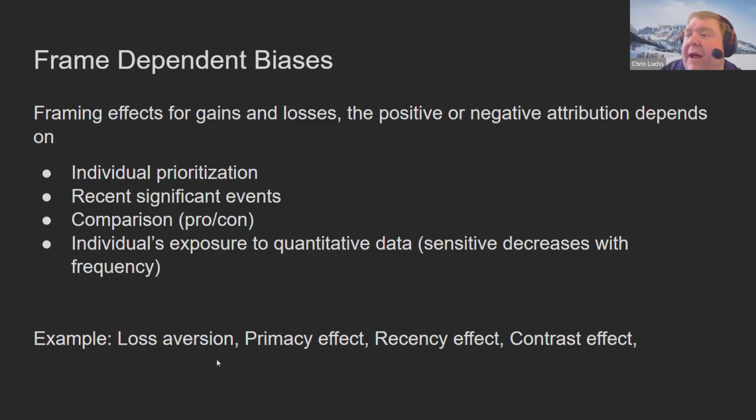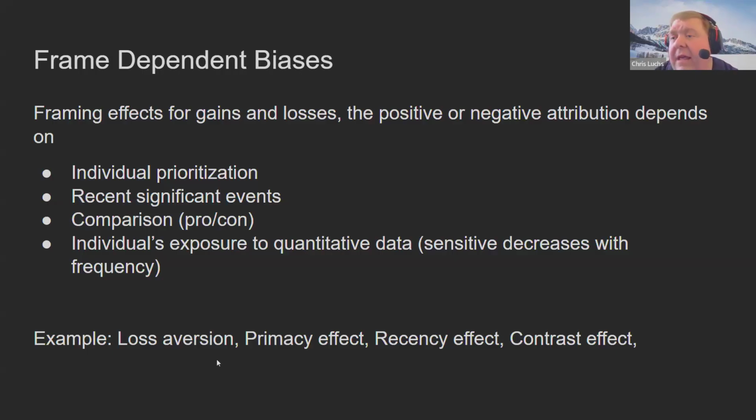Then you have frame-dependent biases. So these are ones where the effects on gains and losses, positive and negative attributions, are dependent upon the frame. So what things does the individual prioritize? Were there recent and environmental issues that are coming up? What are they looking at when you're comparing different pieces? So like keeping up with the Joneses, things like that. Individuals' exposure to quantitative data.